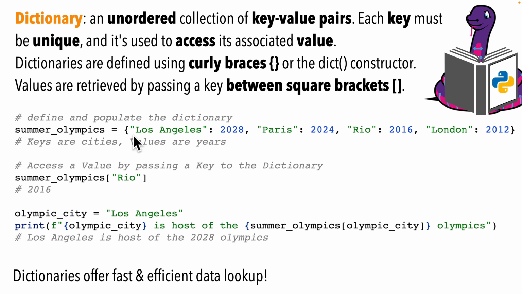See down here, we have pairs of Olympic cities and the year they hosted the Olympics. The key is the string holding the city name. The value is the number holding the year hosted. Now each key has to be unique, no repeats.